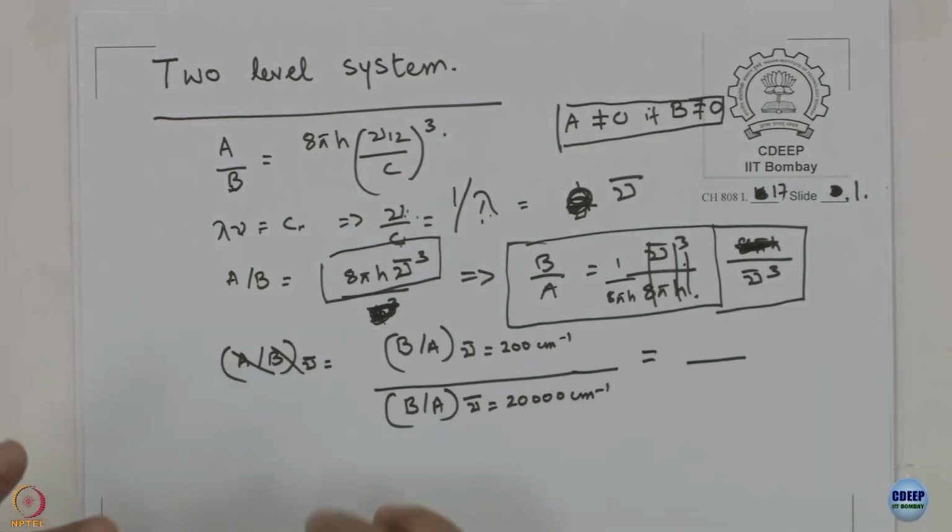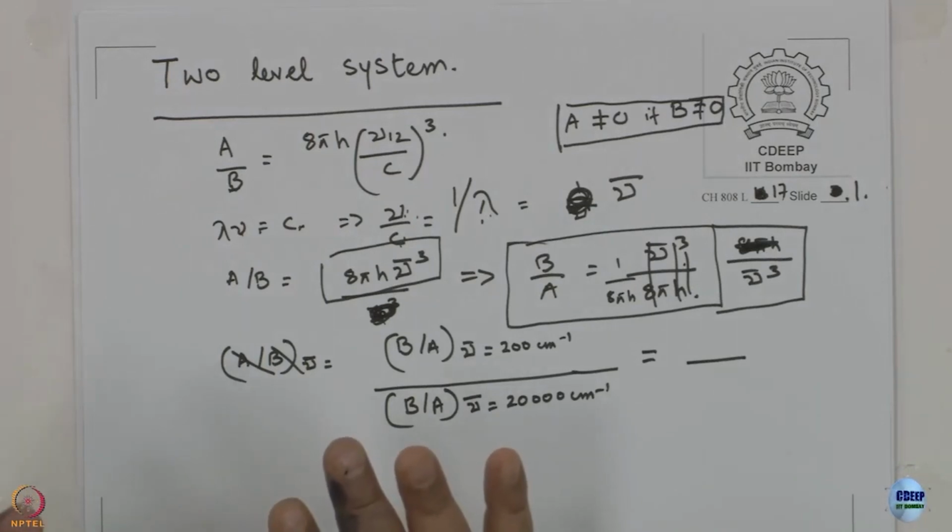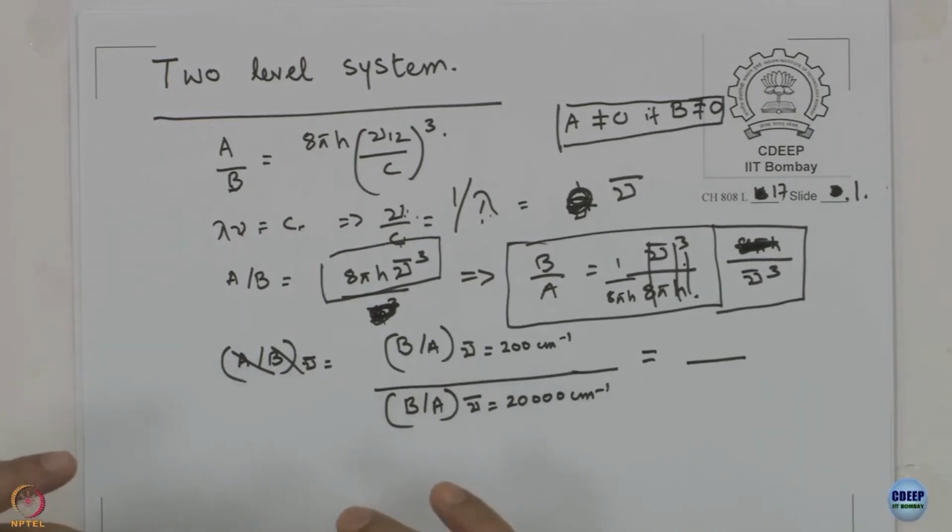200 centimeter inverse, what is it? Is it microwave, is it IR, is it terahertz? What is 200 centimeter inverse? What kind of light is it? Definitely not visible. And 20,000 centimeter inverse, what is it? Blue or UV. And the 200 is well something that is not exactly microwave, it is still IR.